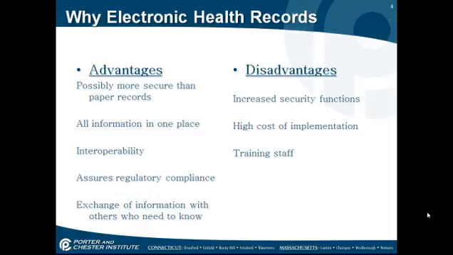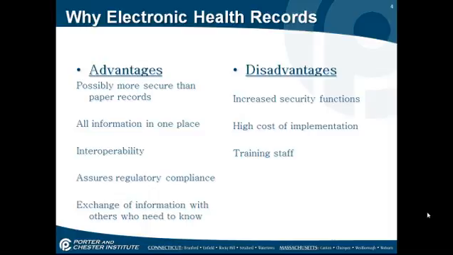That's the interoperability that we're talking about here, and that is that everyone has access to a patient's information even if they're not in the same office, and this is going to help us to assure that we are compliant with the regulatory commissions that are out there, and that the exchange of information with everyone who needs that information will be readily available.